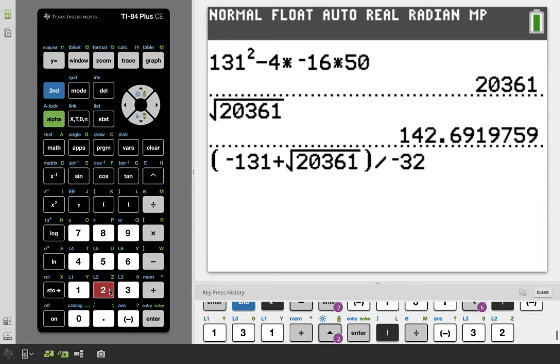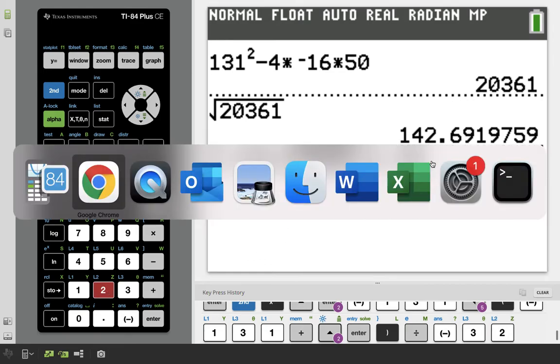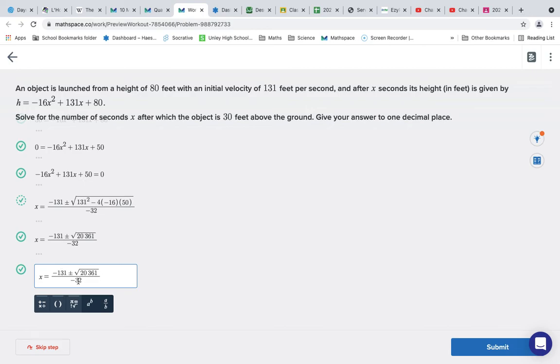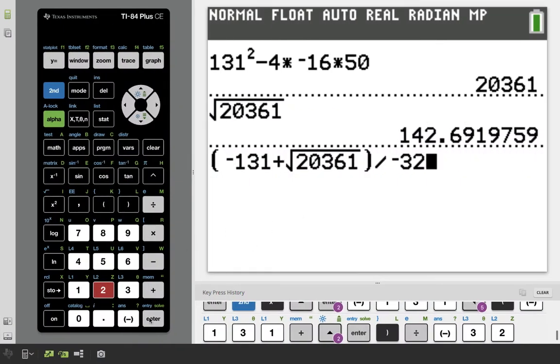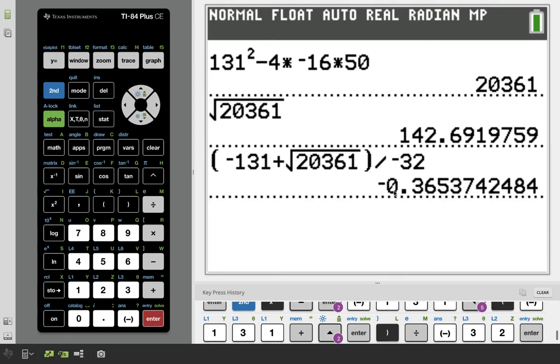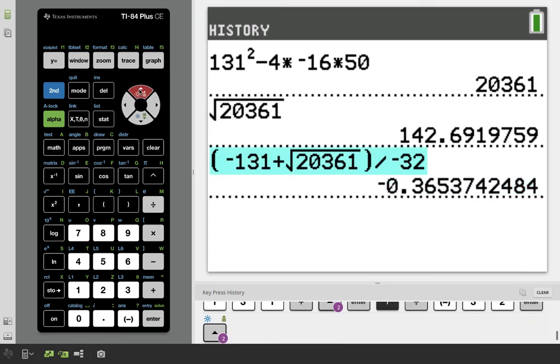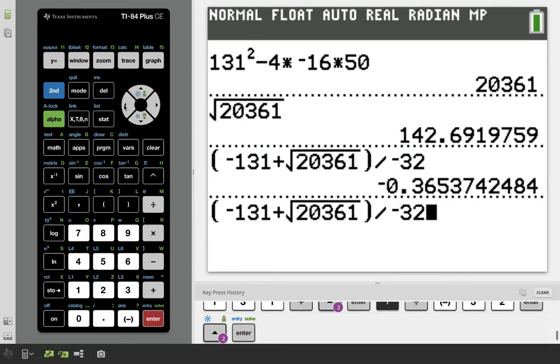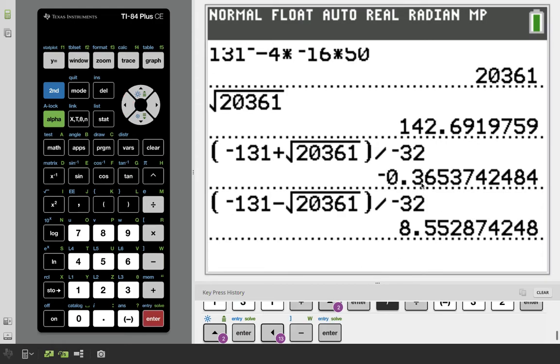I'll just check the numbers. Is that a 131 and that's a 32? Yeah, minus 131, minus 32. All right. So that's where I've got a plus, and I get this number here. What happens if I use a minus? So go back, make this a minus. All right. So I got one negative answer and I got one positive answer. Are they both right? No, they're not.